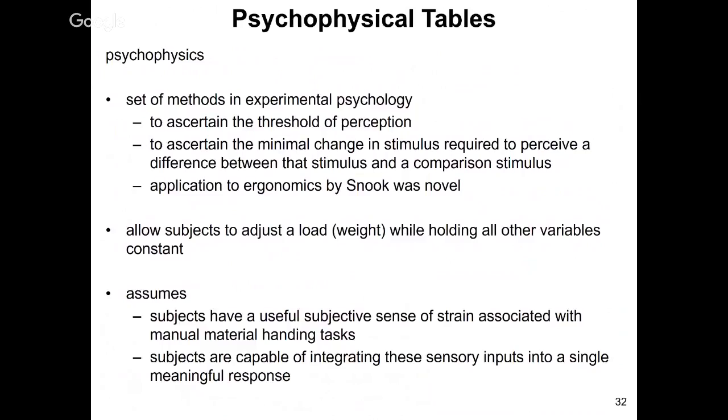All right, so the psychophysical tables are sometimes called the Snook tables because of the researcher who applied psychophysics to ergonomics, and at the time that was a new thing, never had been done, so that's why they attach Snook's name to the table sometimes. So these tables, again, a similar idea, but a different approach. One of the advantages of the psychophysical tables is the amount of research, and the type of research, that went into producing these.